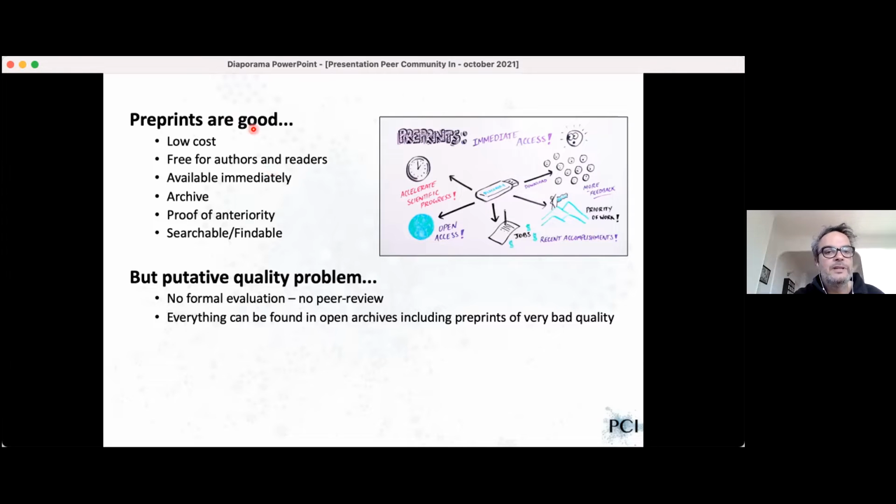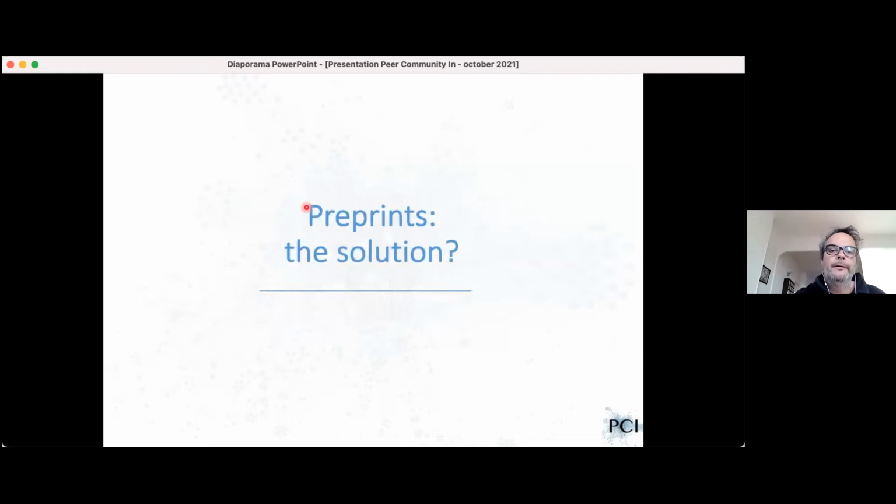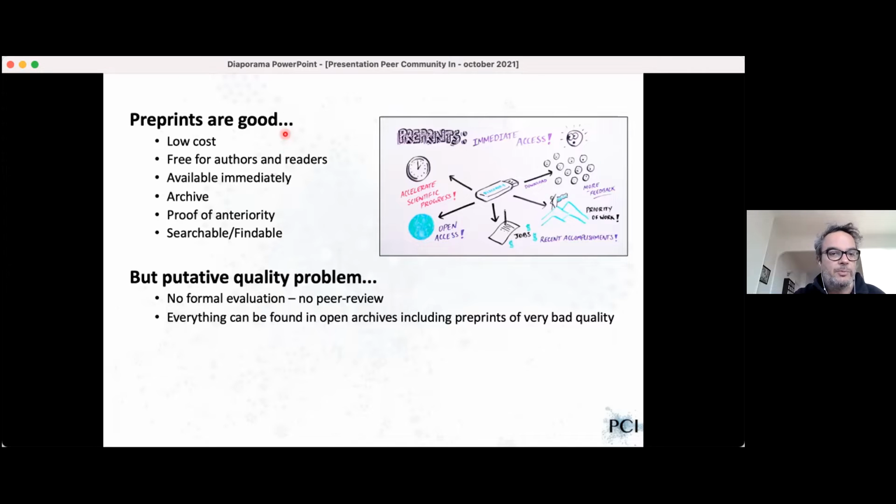And the solution that we think we may find uses preprints. So this is why I'm going to give you some insights about preprints. First of all, we think that preprints have good qualities because they are really low cost. They cost less than $10 per article. They are free for the readers and for the authors. They are available immediately. They are an archive for the future. They are a proof of anteriority. They are searchable and findable. So they share many characteristics with normal articles published in normal journals. The main difference is that there is no formal evaluation, okay?